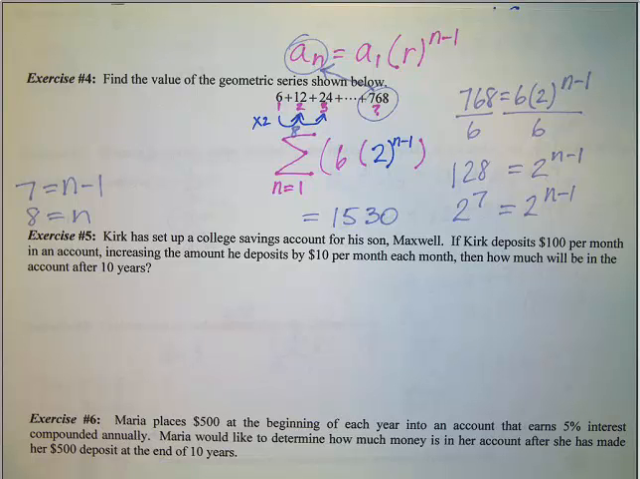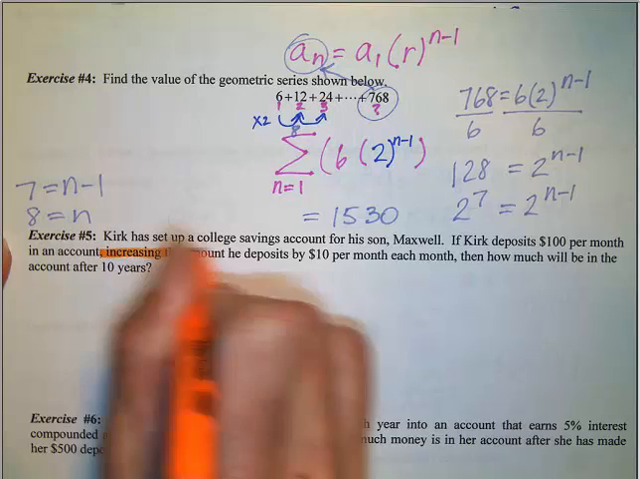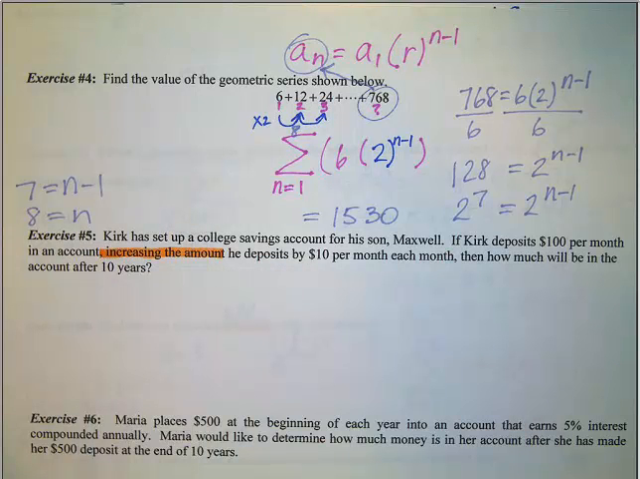So in exercise 5, now we have 2 word problems. Kirk has set up a college savings account for his son Maxwell. If Kirk deposits $100 per month in his account, increasing the amount he deposits by $10 per month, then how much will be in the account after 10 years?